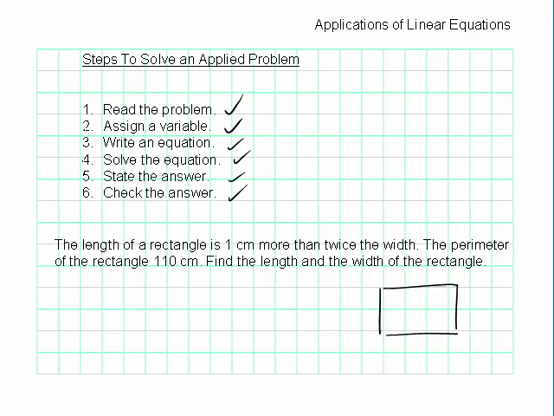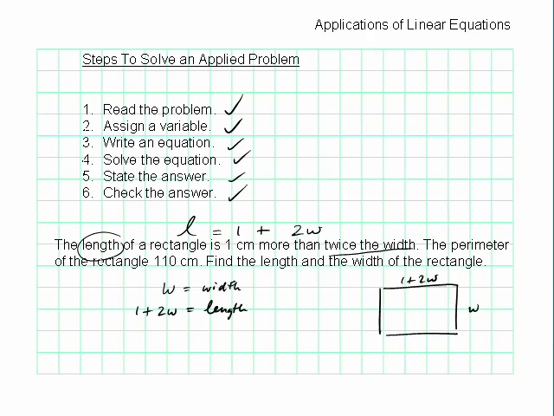So I'm going to assign my variables. I'm going to let w equal the width of the rectangle. And it says up here that the length right here usually means an equal sign, 1 centimeter more, so we know that means 1 plus, twice the width, that would be 2w. So the length is equal to 1 plus 2w. I have assigned my variables. And so the width over here would be w, and the length is 1 plus 2w.